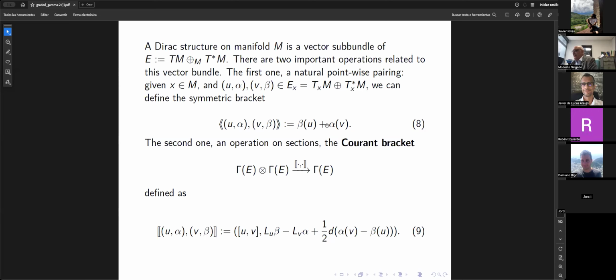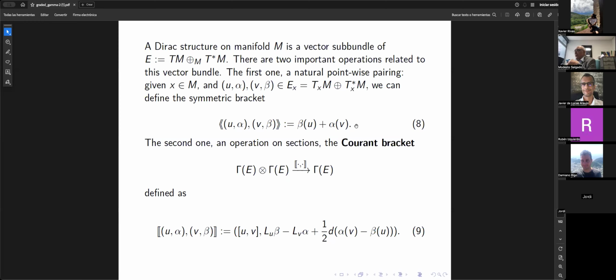So there are 3 attempts to develop higher order notions. One of the points is that people started to extend not Poisson brackets, not Poisson bivectors, but Dirac structures. What is a Dirac structure? A Dirac structure is just a construction as follows. We have a manifold, and we consider the Whitney sum of the tangent and the cotangent bundle, and a Dirac structure is just a vector subbundle of E satisfying some properties.